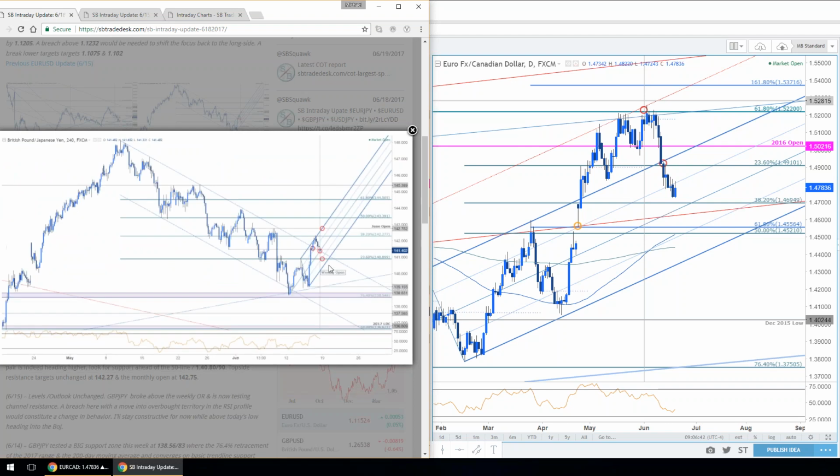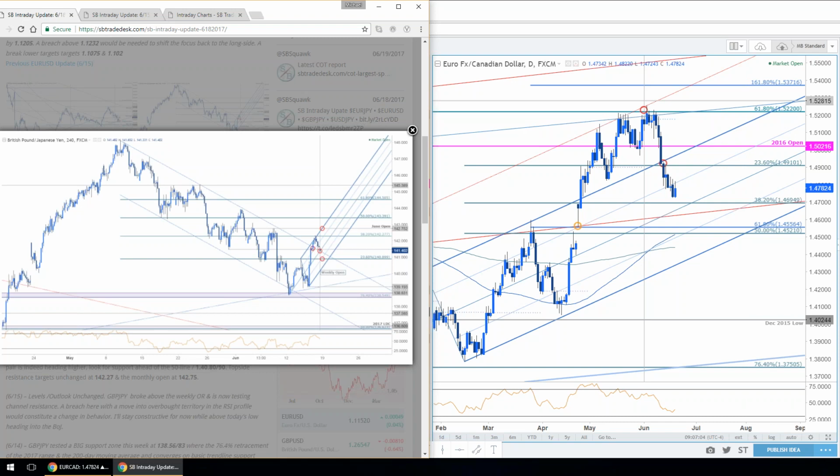Here's what the 240-minute looked like. It looked like you made the break of that channel resistance, and we're checking it as support. 140.90 being our near-term bullish invalidation level, meaning as long as price stays above that level, I'm actually looking for a drop to get long. So we've kind of stalled out. It rallied into 142.27. We kind of held that, and now we're pulling back a little bit.